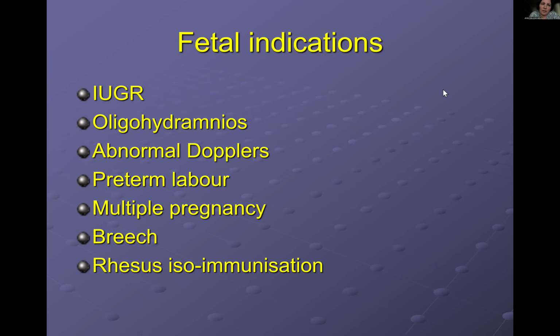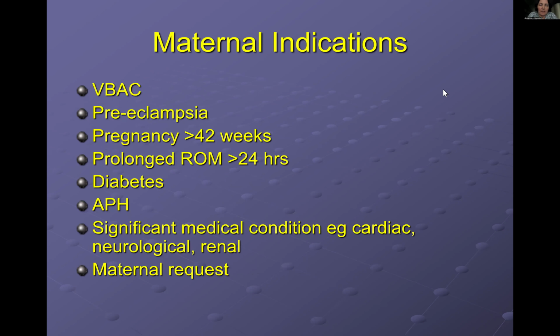So if you're dealing with intrauterine growth restriction, oligohydramnios, previous abnormal Dopplers, usually done because of IUGR, if there's preterm labor, if you're dealing with multiple pregnancies, so twins or more, the baby's breech, of course, because of the risk of cord prolapse, and of course, rhesus immunization, which, as we mentioned in one of the previous lectures, hopefully we see less and less because of the screening of the maternal blood type before and even receiving the anti-D when she is rhesus negative in a previous pregnancy.